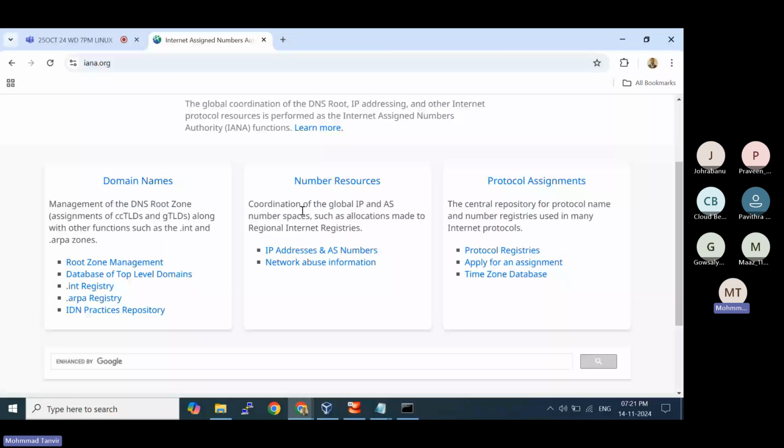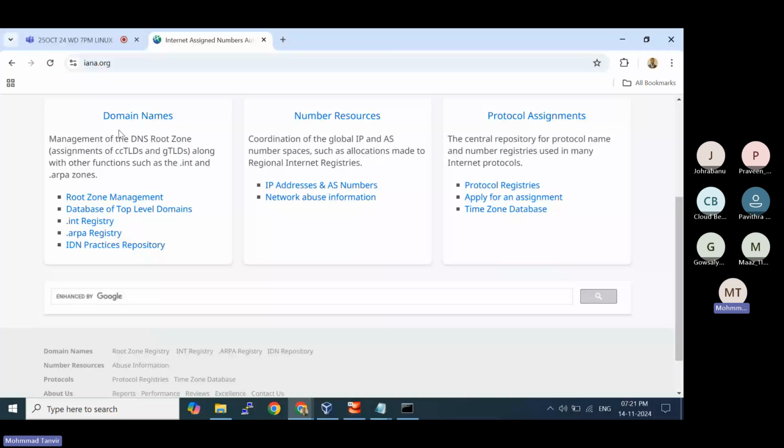Domain name registration. Whenever we want to have our own website, we give a domain name, so we need to register the domain. That domain name registration, to make it unique, is centrally maintained in the world by IANA. It has a lot of organizations under it which provide the service, but overall the database is maintained centrally. So this control is also with IANA: root zone management, the database of top level domains, and all these things.